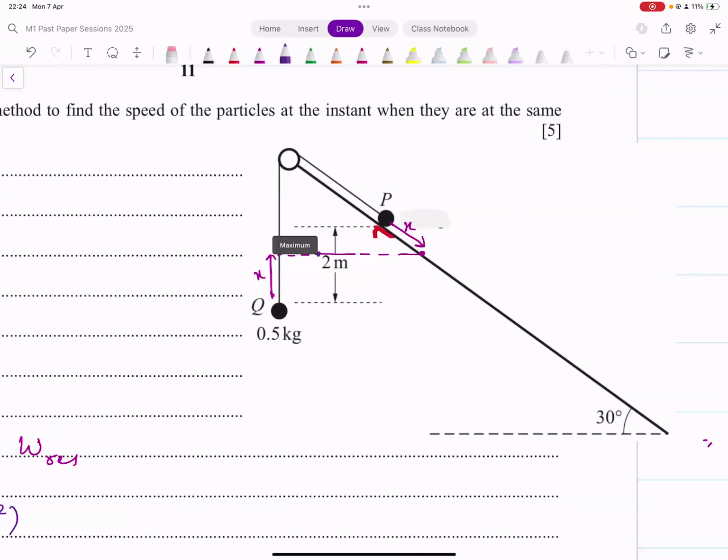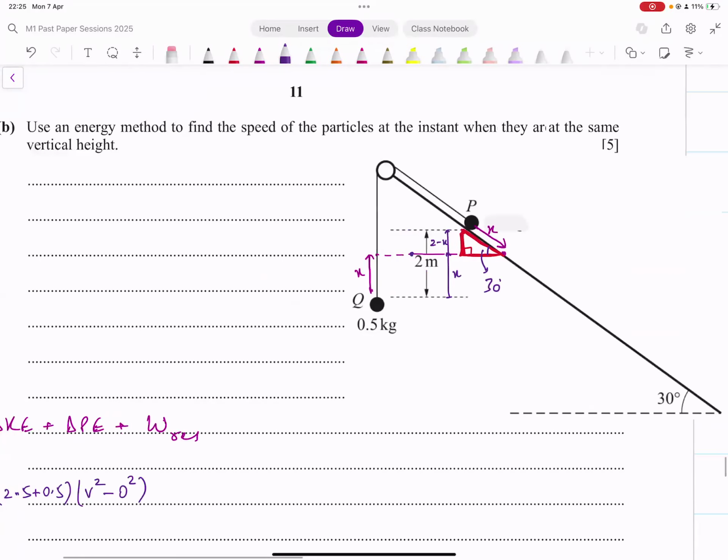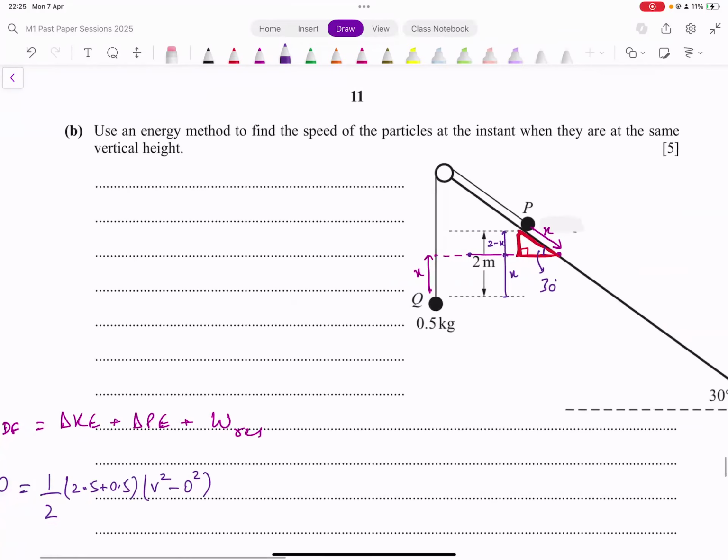Can we say anything about this vertical distance? The total is 2, right? We know that this lower part is X. What about this upper part? How much is this going to be? 2 minus X. So we have a right angle triangle. I'm going to draw that on the side now. I've enlarged that a bit, in which this is 30 degrees, the hypotenuse is X, and this vertical distance is 2 minus X. Can we find the value of X from this?